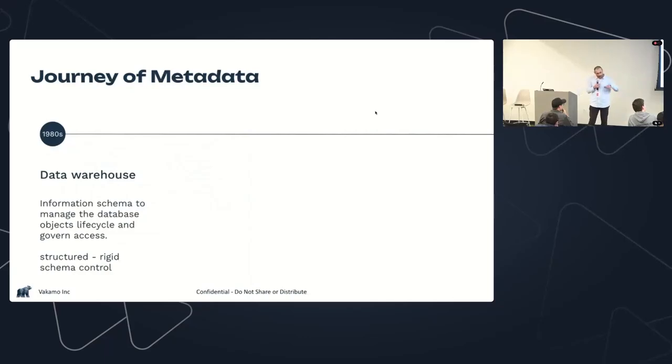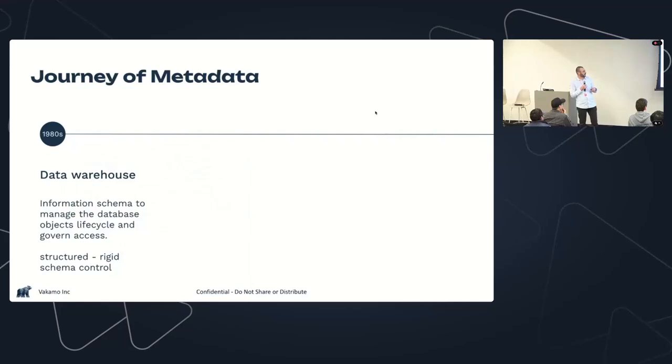And the question is, how did we get here? Look at the journey of metadata. In the 80s and 90s, we had the data warehouse as a single monolithic system where we stored all the data, maybe a Postgres database or any database, where metadata is mostly an information schema where you store your tables, views, stored procedures. Monolithic, bureaucratic, very strict, rigid, that gave us structure. But at least if you look at agility, it was really hard to scale your processes around that.